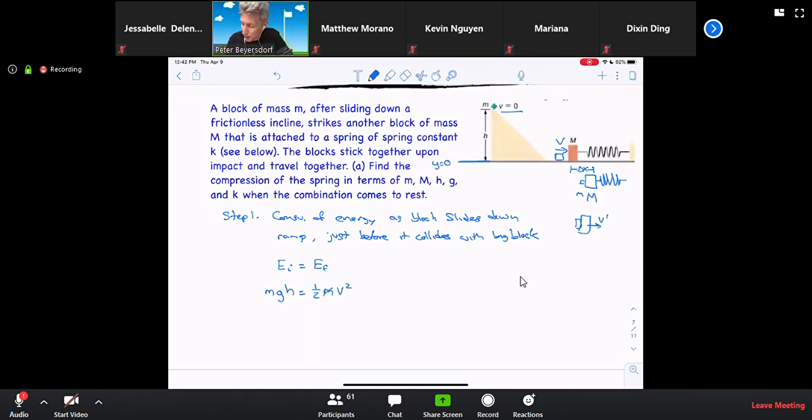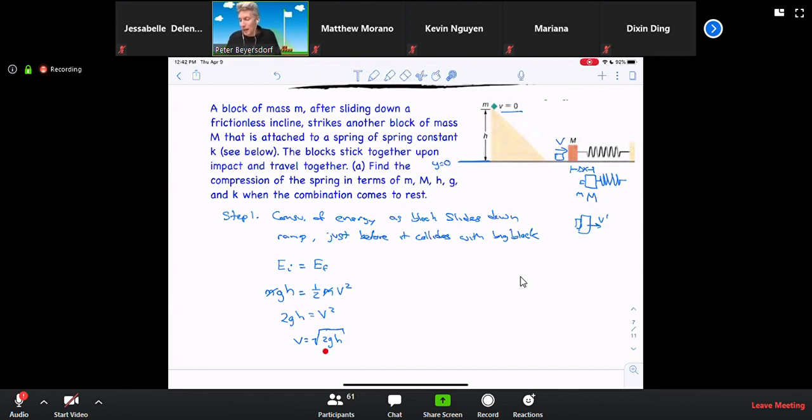Okay, so the masses cancel. I can solve for v. I'll multiply both sides by 2, and then I'll take the square root to get that at the bottom, the block is sliding at square root of 2gh. Hopefully this expression looks familiar to you.